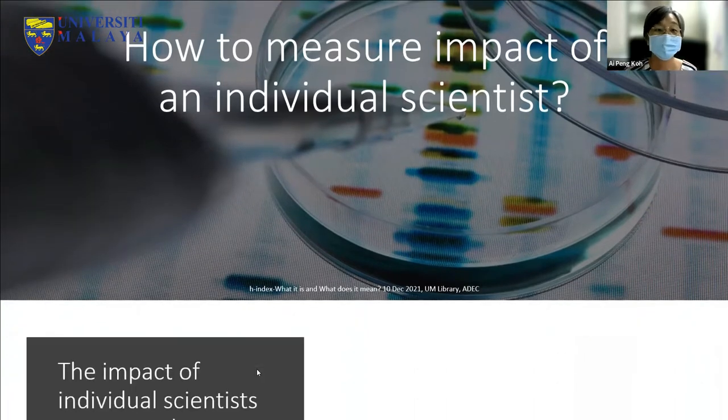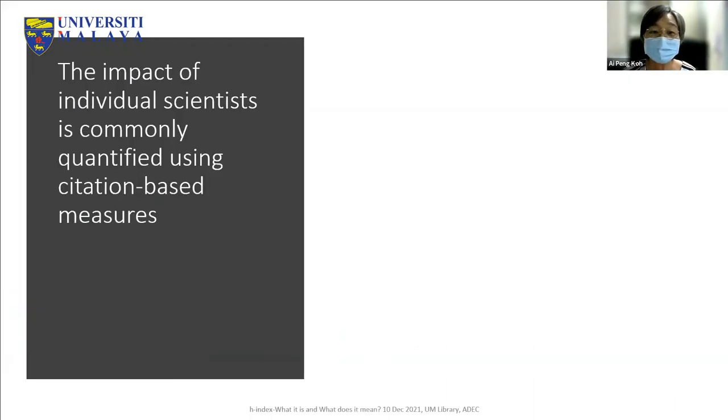The impact of individual scientists is commonly quantified using citation-based measures. So we normally say, what is the total citation that you receive? Times cited. You publish so many papers. So is your paper cited by others? So citations mean a lot.